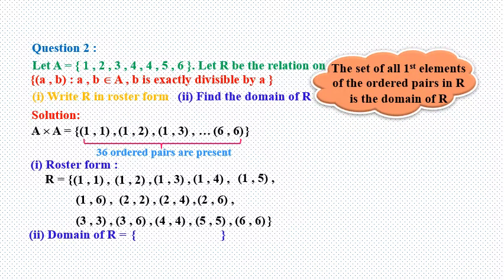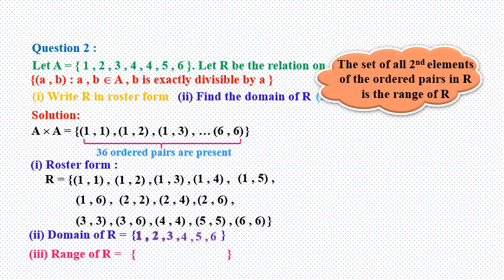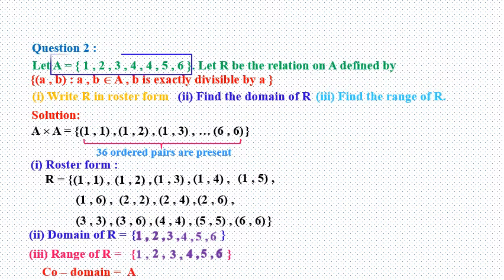Now look at what the domain is here. Take all the first entries. Correct? And what is the range here? Range is very simple. It is 1, 2, 3, 4, 5, 6. What is the codomain? The whole set A.